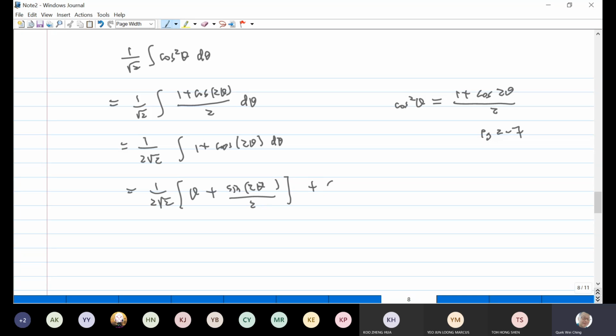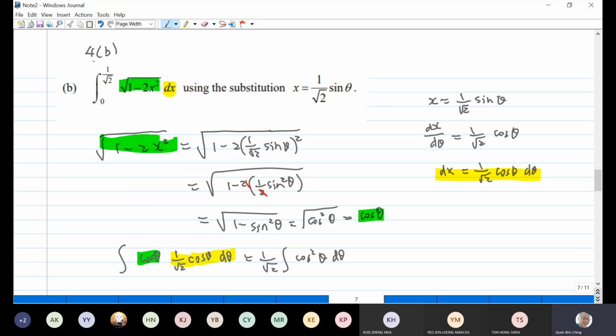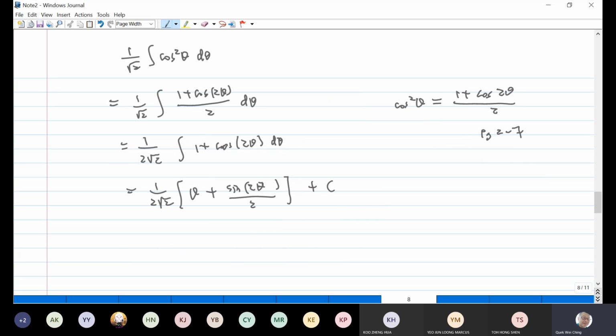Okay, let's see. Okay, this is the first part. You integrate this one. Then I want to change the limit now. Okay? The limit for the question, let's look at the limit here. 0 to 1 over square root 2. So the limit here, I will work on here. So your x equals 1 over square root 2 sine theta, right? So I'm going to put a limit now.